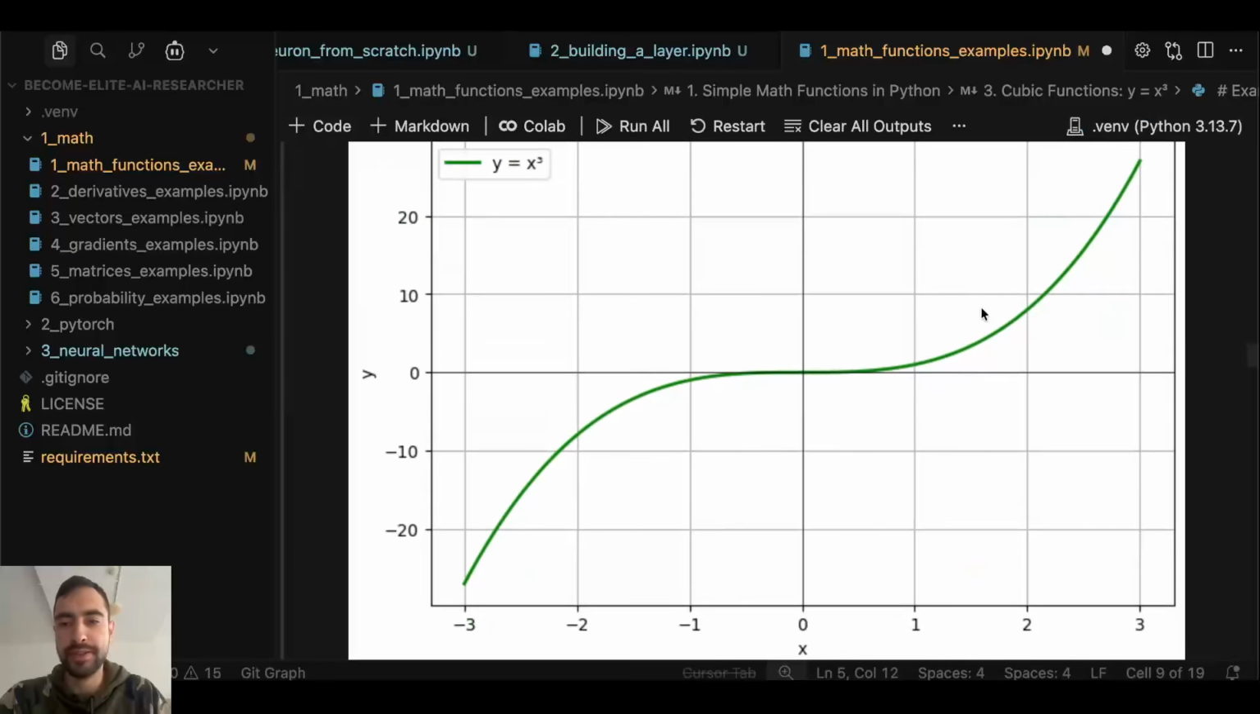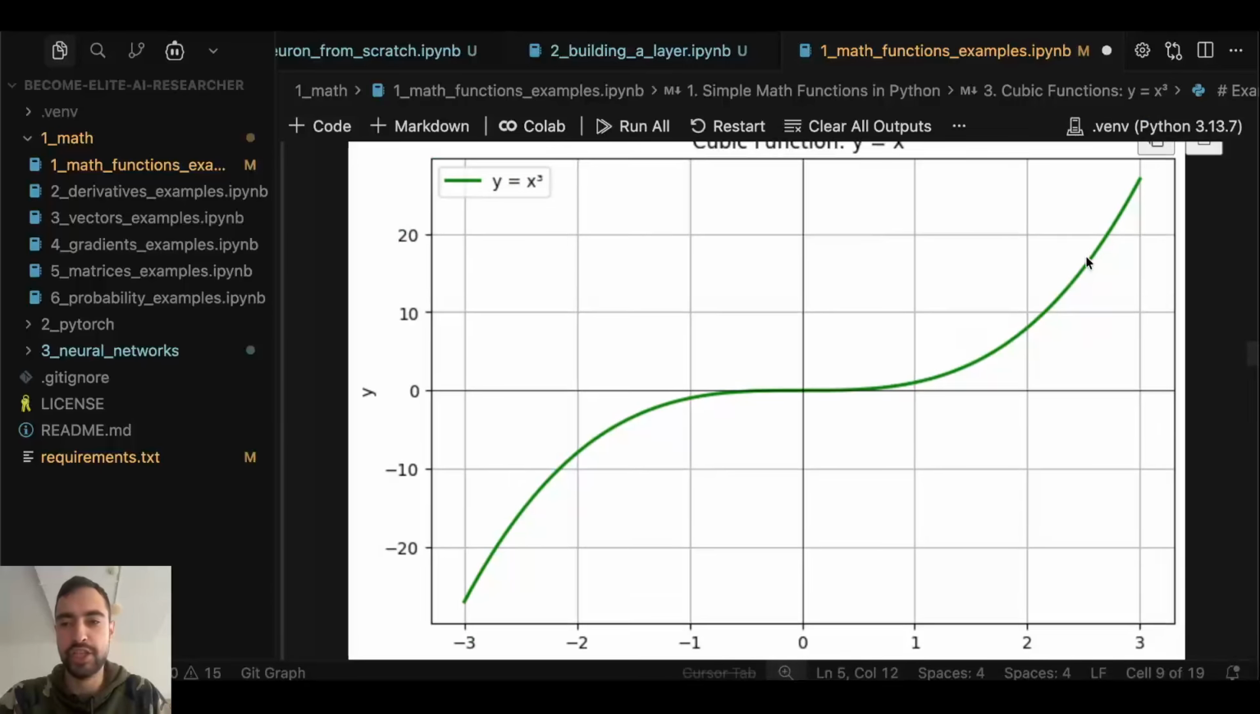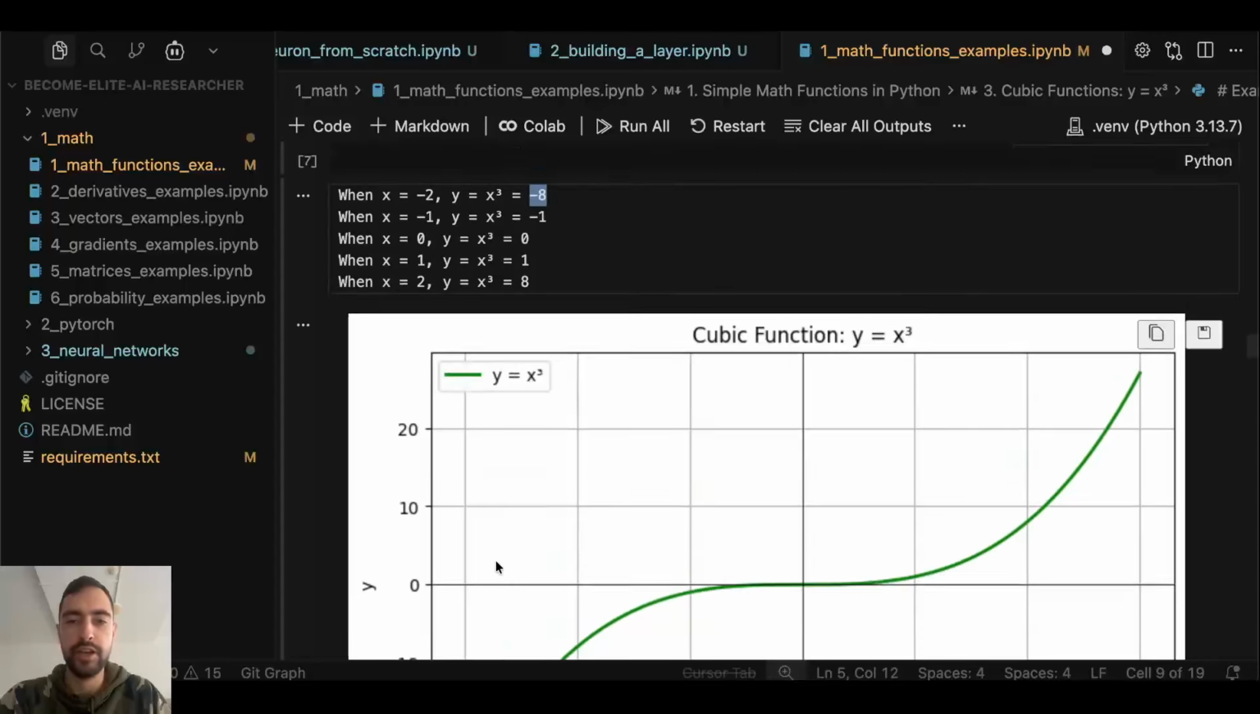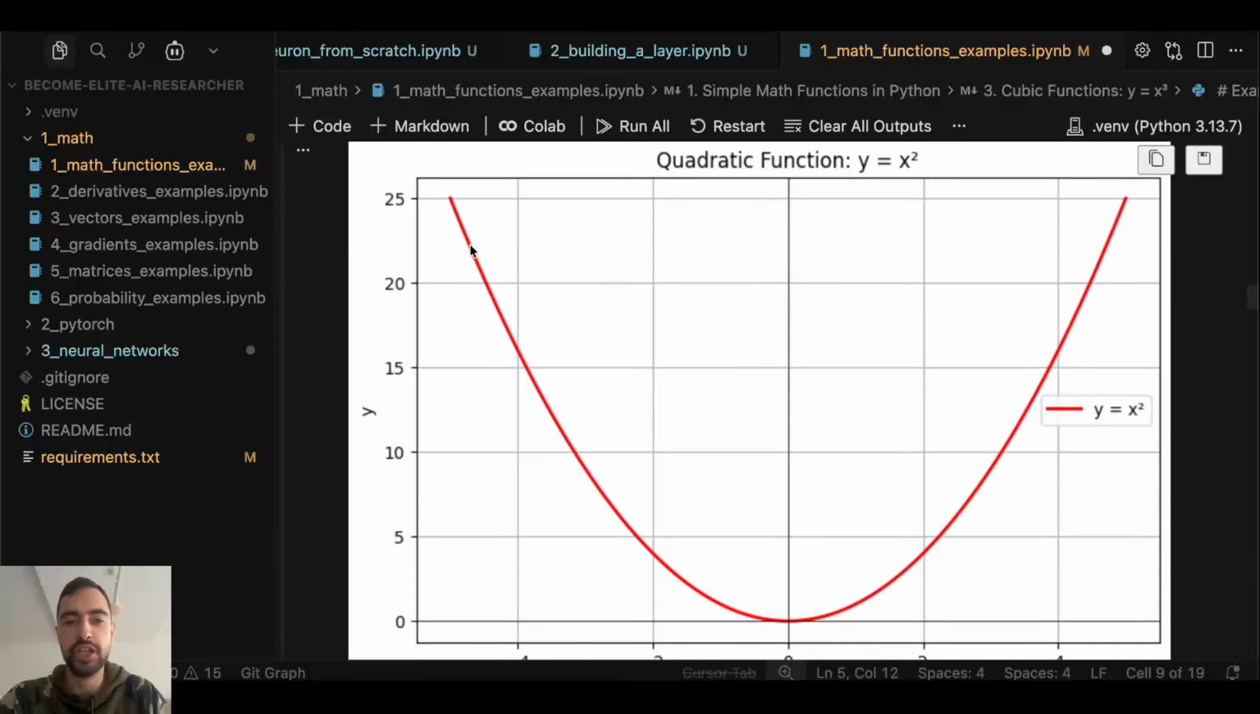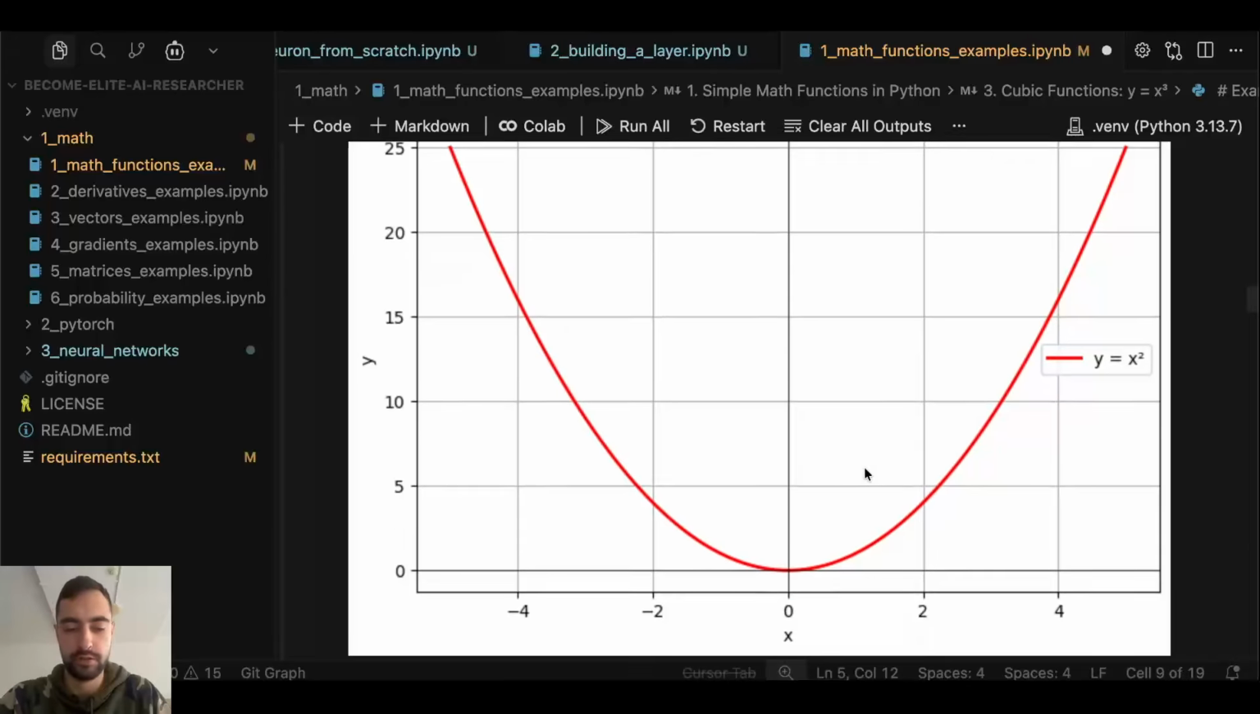So cubic grows even faster, but there is also a negative part of it. So this is the shape of the cubic function. This is the shape of the square function. So knowing these shapes is good.